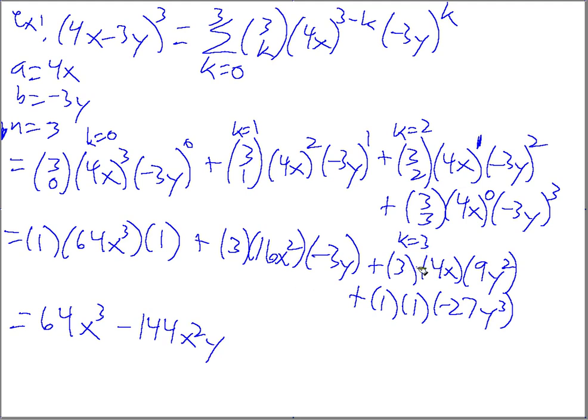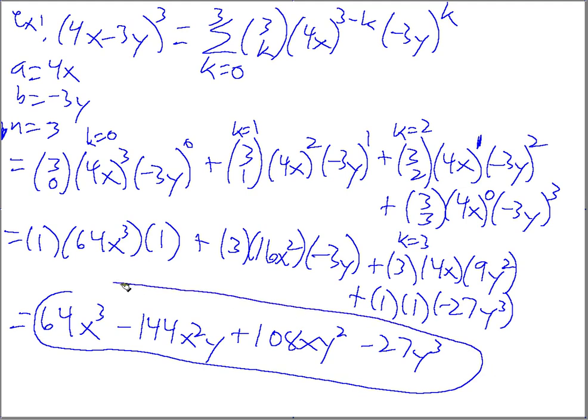And what's the third term going to be? 3 times 4 is 12. 12 times 9 is 108. So plus 108xy squared. That's the third term. The last term is going to be what? Negative 27y cubed. So these are the 4 terms we get if we multiply out 3 of these binomials.